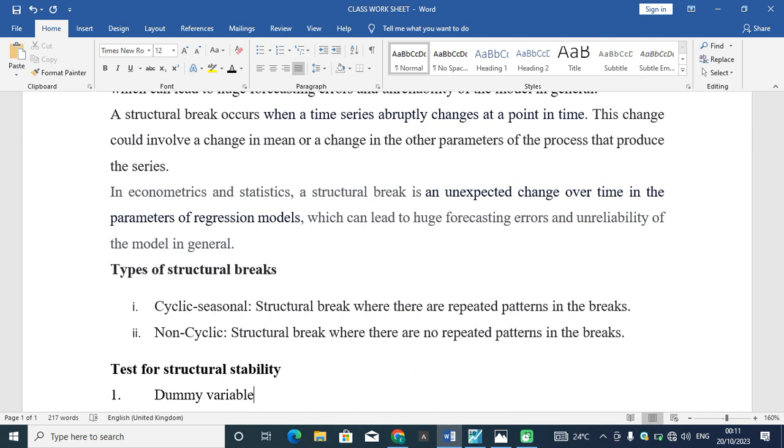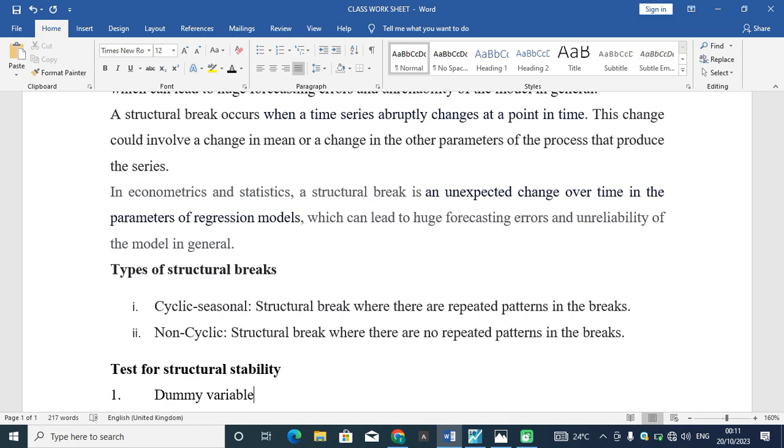They also have what they call the non-cyclical break. Non-cyclical breaks are structural breaks where there is no repeated pattern in breaks. For instance, a break that occurs intermittently and it doesn't have a pattern. And that kind of break is called a non-cyclical break.